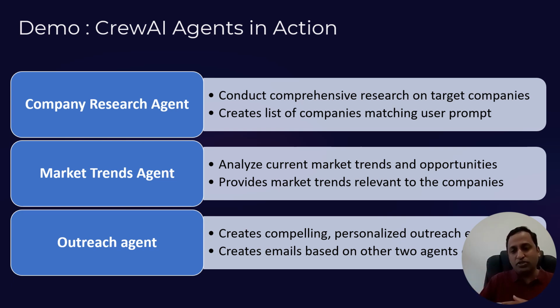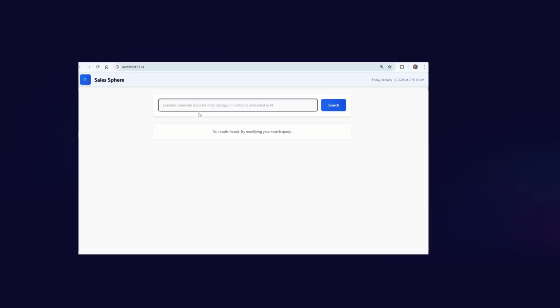Okay, these are the three agents, and each agent has a task, and each agent uses some external APIs. In my case, I'm using the Perplexity API to go and get all the data about the market trends and all the company details. Okay, and now I'll show you the demo.